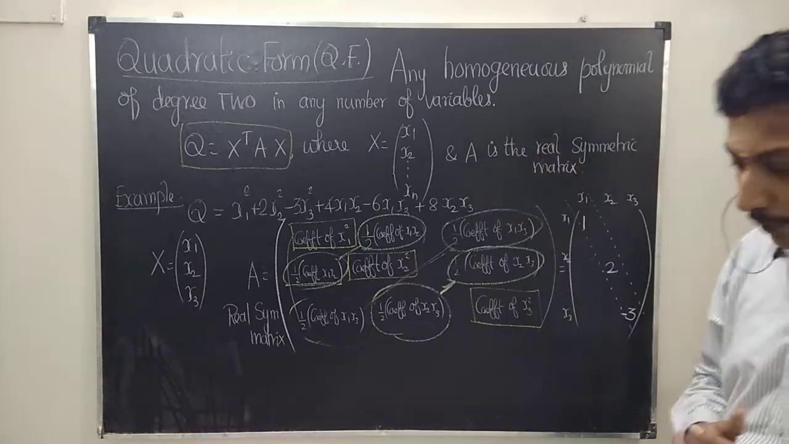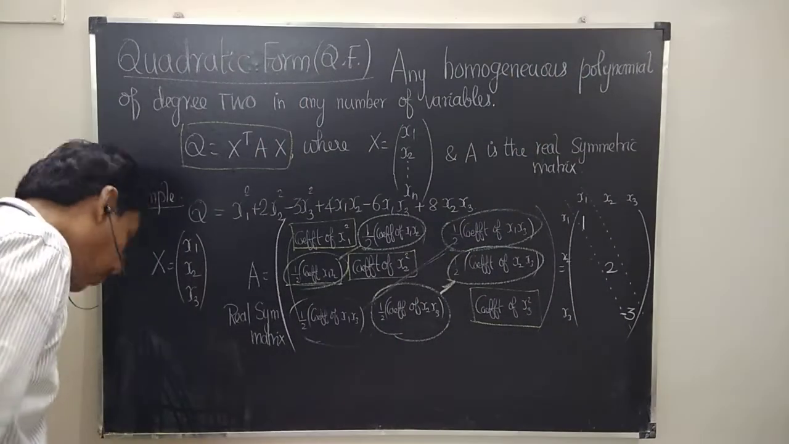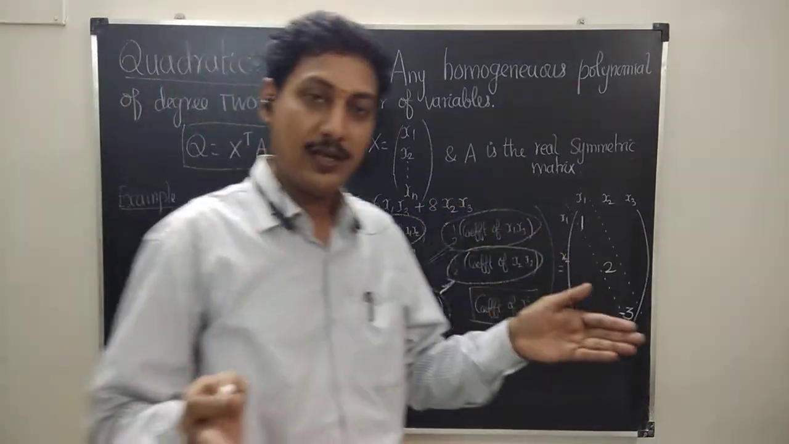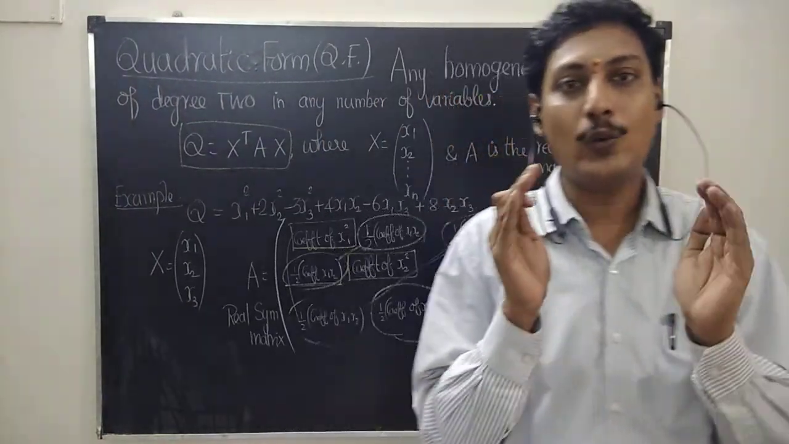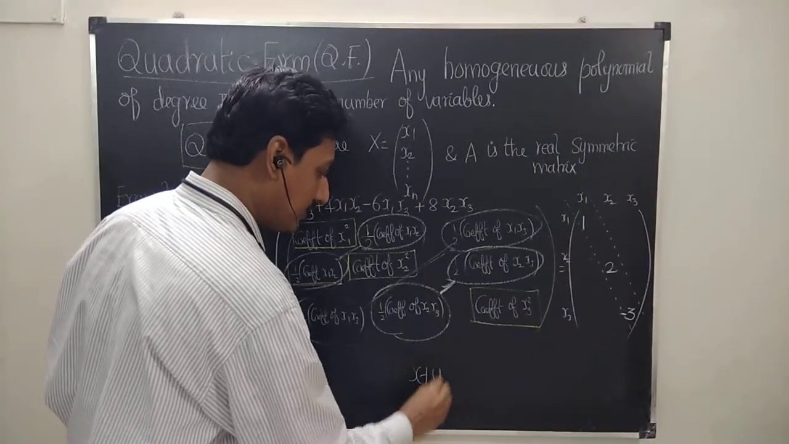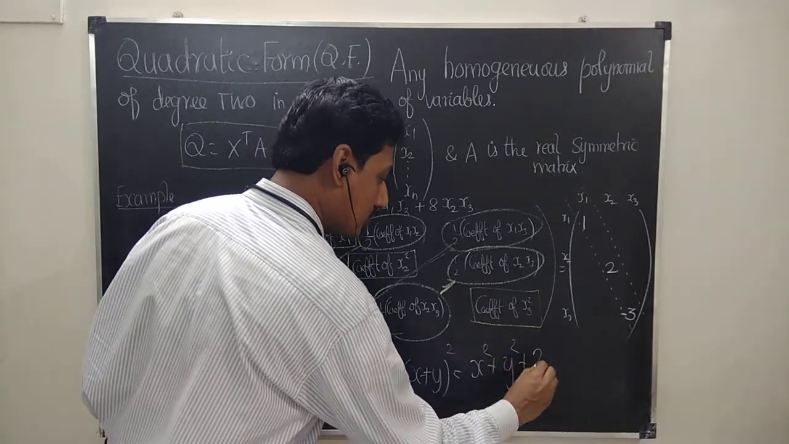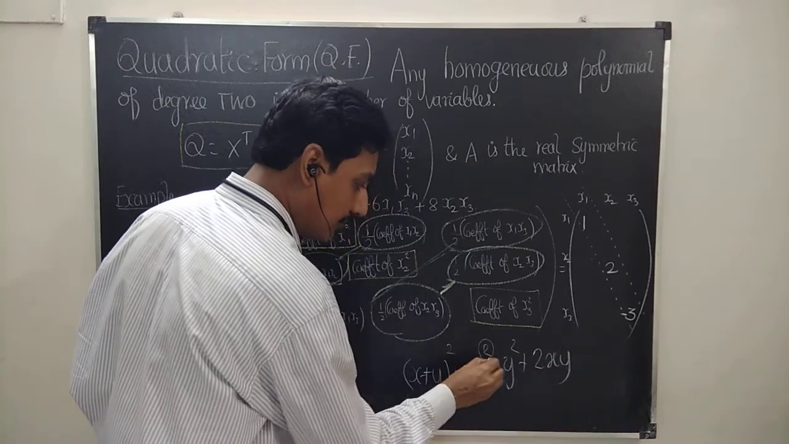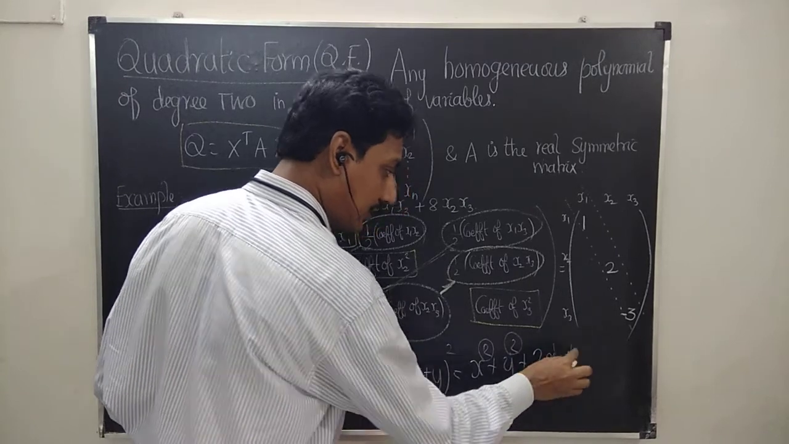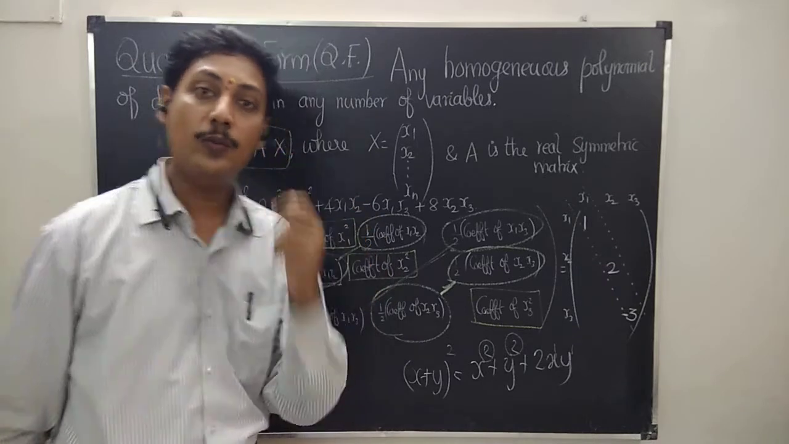So first of all, what is meant by quadratic form? Any homogeneous. What is meant by homogeneous? Homogeneous means in the expression each and every term has the equal degree, equal power. For example, if we consider x plus y whole square, what is x plus y whole square? It is equal to x square plus y square plus 2xy. So what's the degree of the first term? 2. Degree of the second term is 2. The third one is also 1 plus 1, 2. So it has the equal degree. This is called homogeneous.